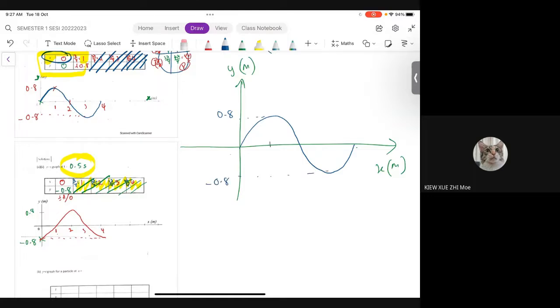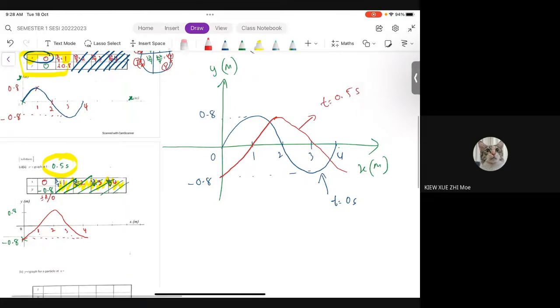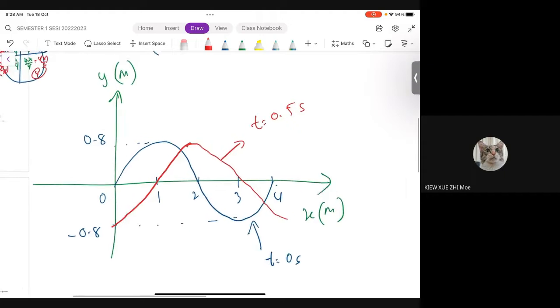So this one is 0, 1, 2, 3, 4. So ini adalah graph, kena tulis lah when t adalah 0 second. So the second graph adalah bila dia adalah 0.5. So you kena start from here, dia kat puncak dekat 2. And then dia berakhir di 4. So yang ini you letaklah when t is 0.5 second. So kalau exam dia suruh lukis 2 graph in the same axis, so this is your graph sepatutnya.